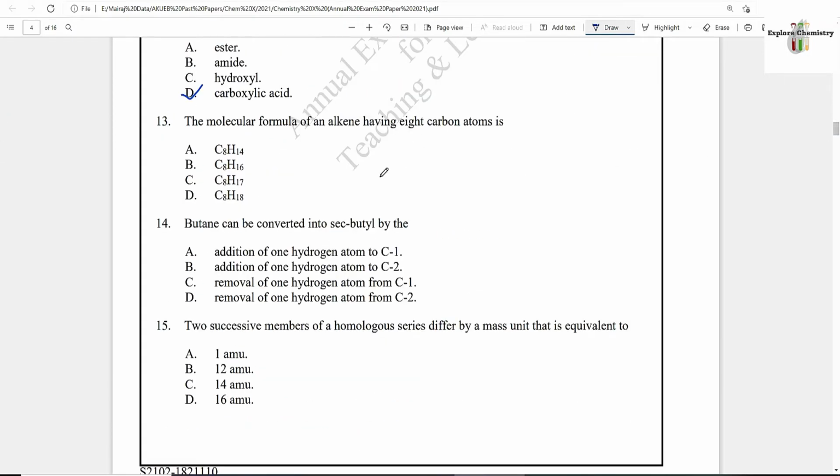The molecular formula of an alkane having 8 carbon atoms is, alkane general formula is CnH2n+2. Whenever you need to find out the molecular formula of any compound, you will go through the general formula. 8 carbon atoms, in place of n we will write 8. n represents the number of carbon. So the formula will become C8H, 2 multiplied by 8 plus 2. It will become 16 plus 2, means 18. So option D is the correct answer.